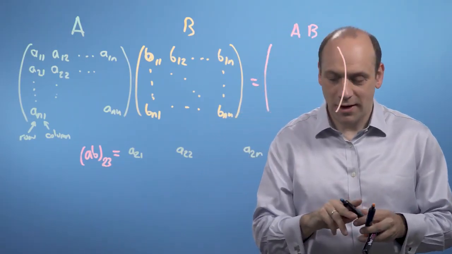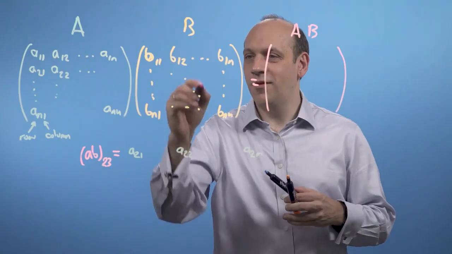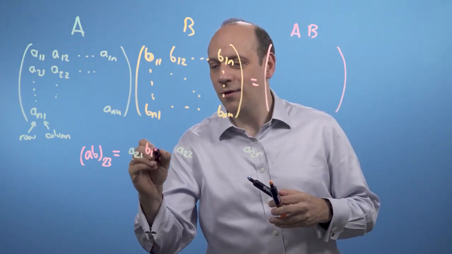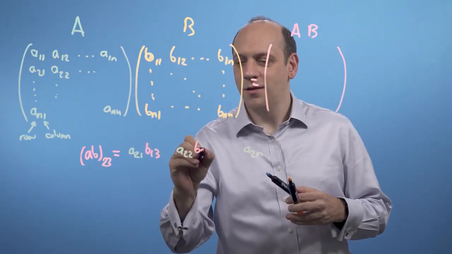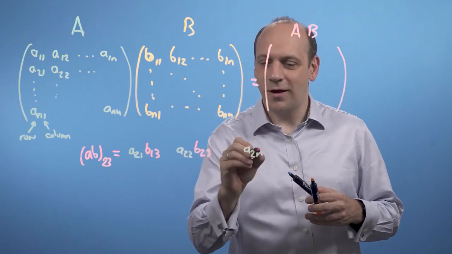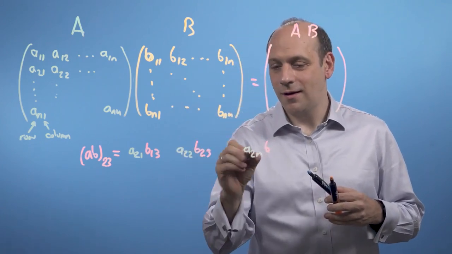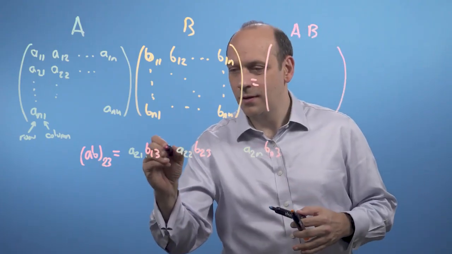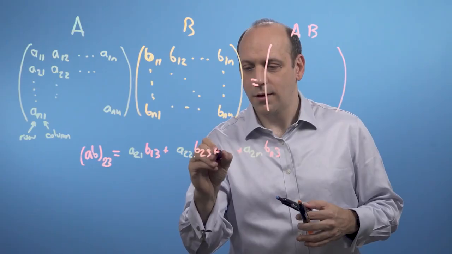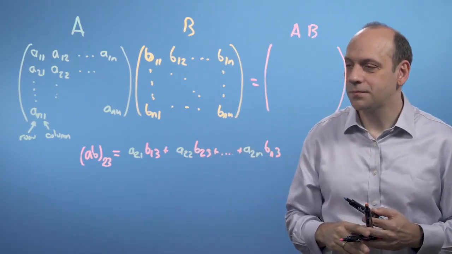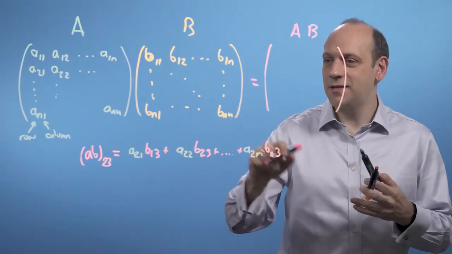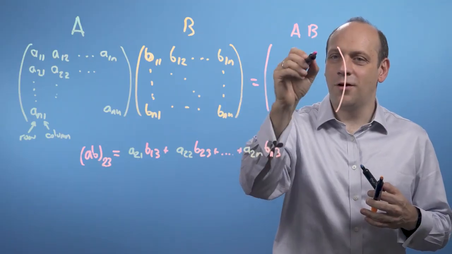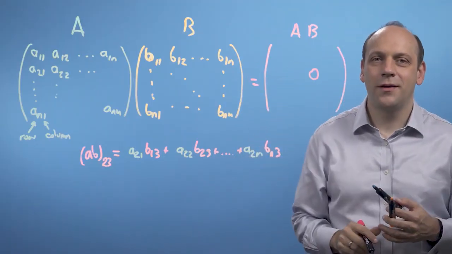And I'm going to multiply it by column 3 of B, so that's B13, B23, all the way to Bn3. And I'm going to add all those up, and I'll have a dot, dot, dot in between. So that's going to be this element, row 2, column 3 of AB.